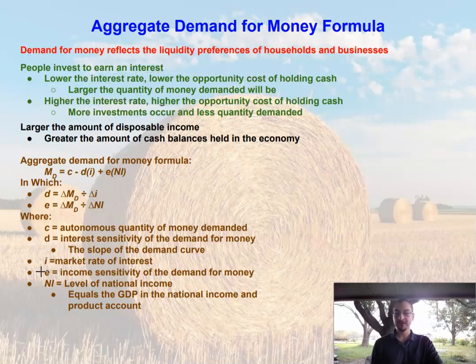On the other end, the higher the interest rate, the higher the opportunity cost of holding cash. So more investments will occur and less quantity of cash will be demanded. So let's think about it this way. What if instead of facing a 0.02% interest rate, we're facing a 10% interest rate, which means essentially if we invested $1, we could earn 10% on that dollar, or 10 cents on that dollar.